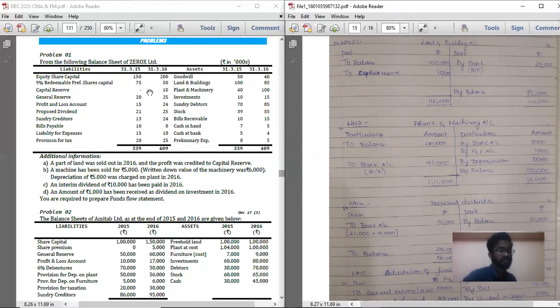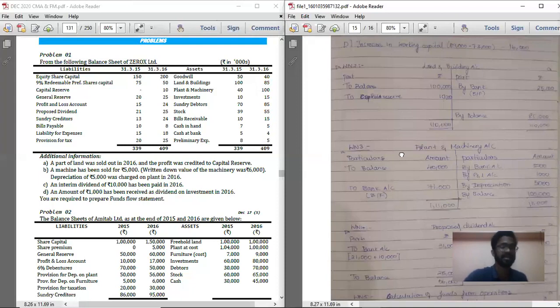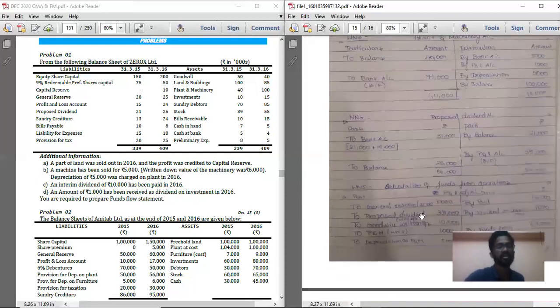For each item, calculate whether there is an increase or decrease. Based on that, classify whether it is a source or application of funds, and add or subtract it. Then come to the last working note, that is the calculation of funds from operation. The funds from operation is nothing but the P&L adjustment account. So record the P&L adjustment account with debit side, credit side, opening balance and closing balance of profit and loss account. Then calculate whatever is transferred to the reserve. Then go one by one through the different assets which have been written off, different liabilities, the depreciation, and the loss on sale of machinery.